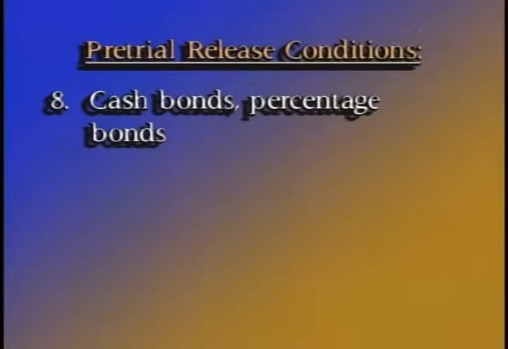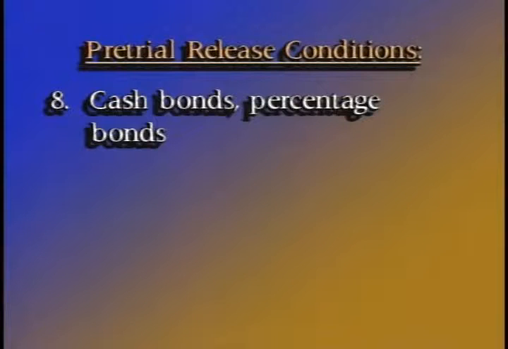to bear the costs. Cash bonds and percentage bonds are also alternatives to detention to consider in cases where the defendant has the resources to post such bonds. Both give the defendant a stake in appearing for trial and otherwise complying with the conditions of release.